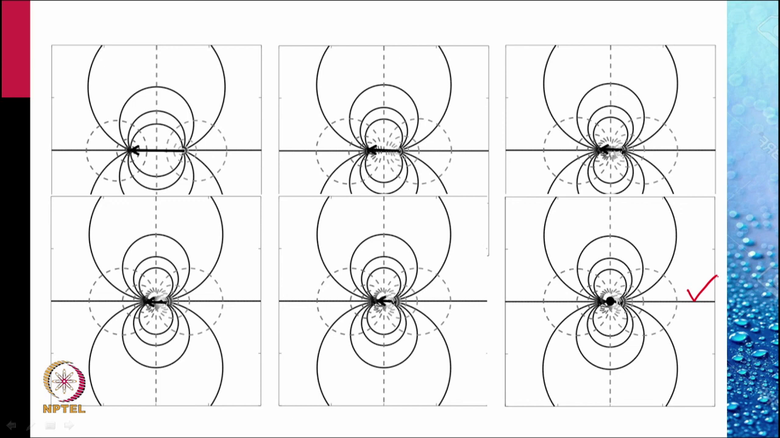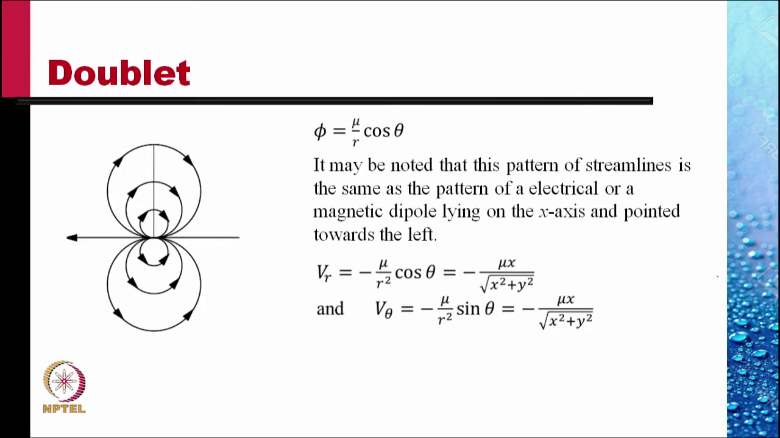This flow is known as the doublet flow, and the potential for this is simply mu divided by r cosine theta. It may be noted that this pattern of streamlines is the same as the pattern of an electrical or a magnetic dipole lying on the x-axis and pointing towards the left. So doublet is like a dipole, a positive pole, the source, and a negative pole, the sink.